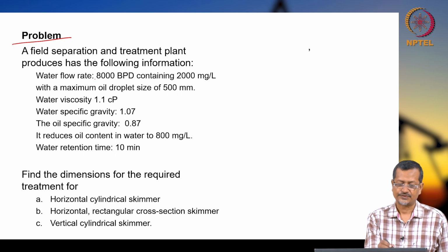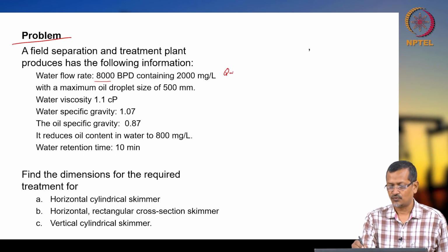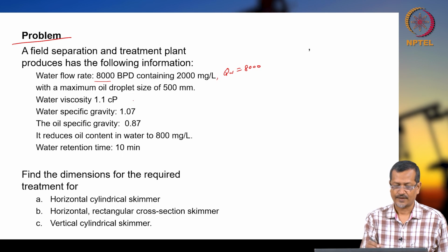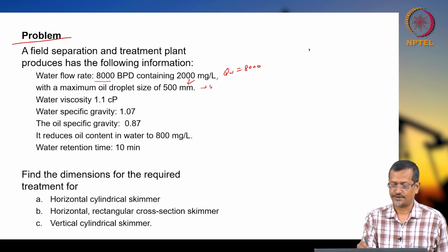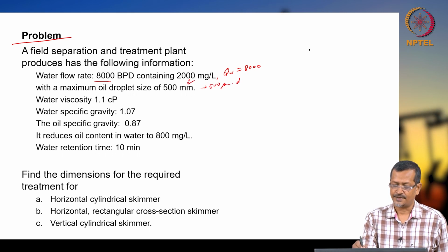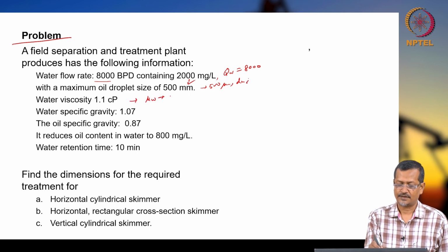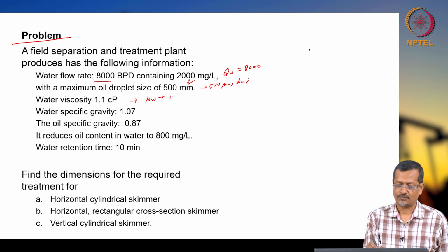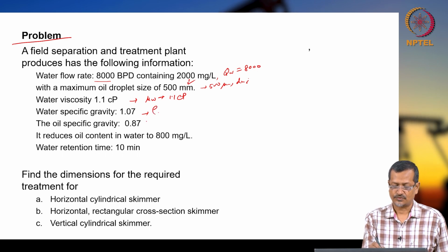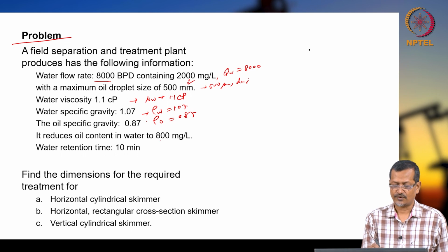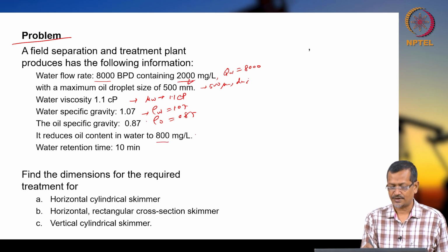Okay. So, assume water flow rate Q water 8000, maximum oil droplet size 500 micrometer for this condition. dm, maybe I can write initial. Water viscosity mu water 1.1 cP, water specific gravity 1.07. So, rho water 1.07, rho oil 0.87, and it reduces oil content to 800. Initially it was 2000, reduced to 800.